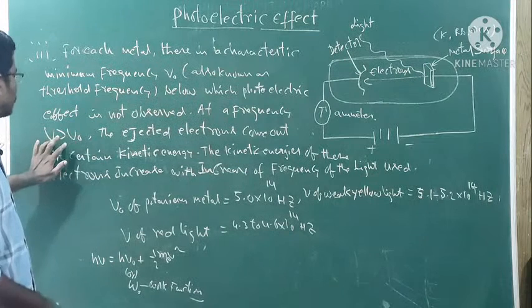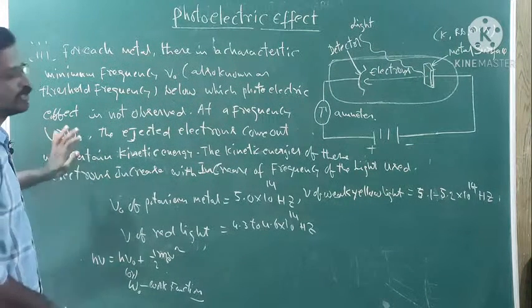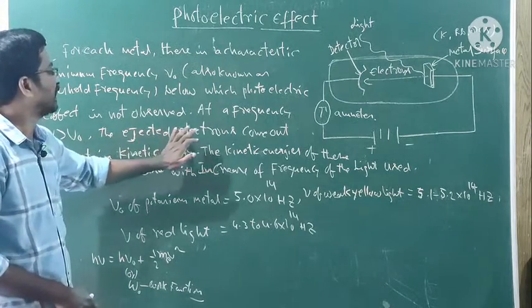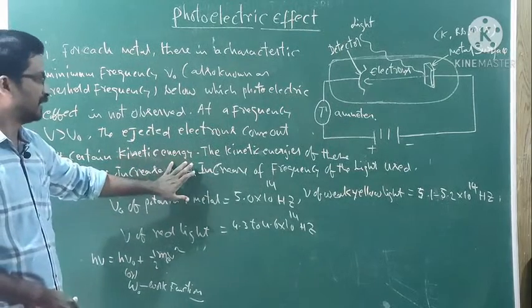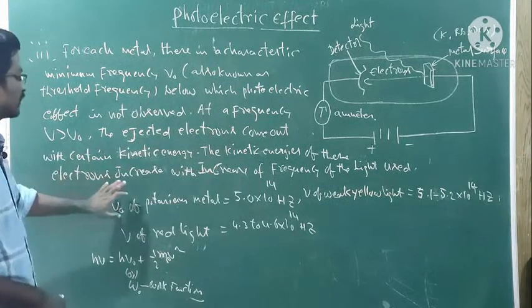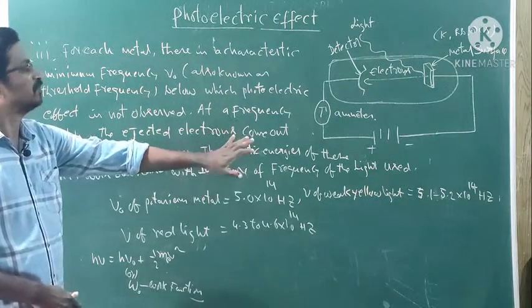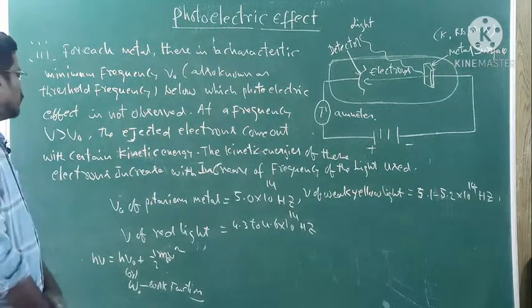At a frequency nu greater than nu naught, the ejected electrons come out with certain kinetic energy. The kinetic energy of these electrons increases with increased frequency of light used. What does this mean?